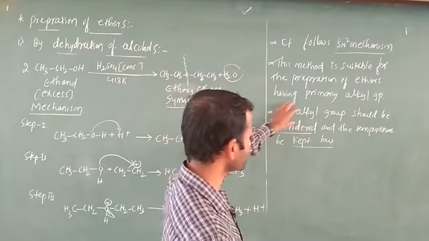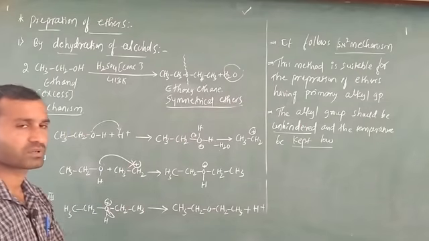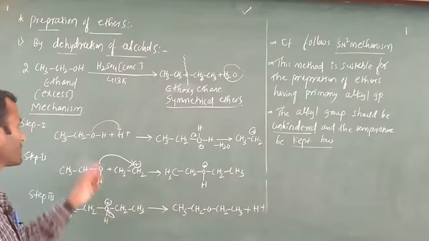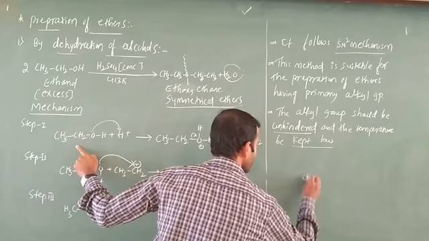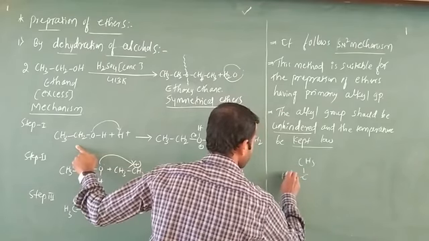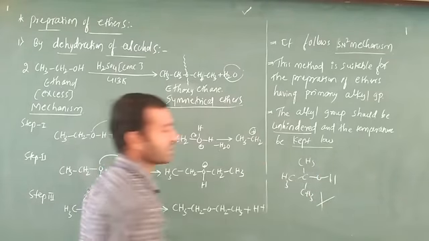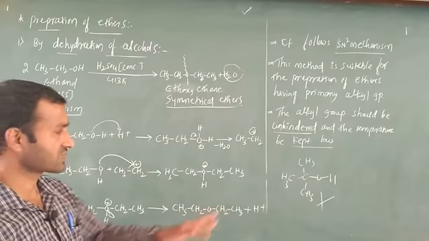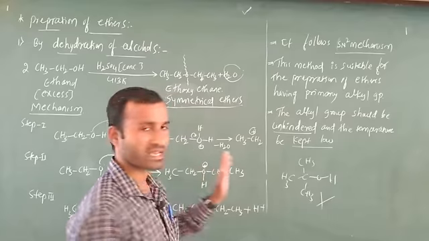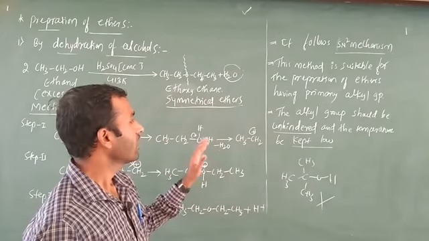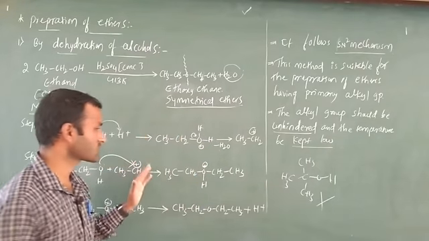Okay. The next one is the alkyl group should be unhindered and the temperature be kept low. Unhindered means this alkyl group does not contain any other alkyl groups like this. Here CH3 is there, here CH3 is there, here CH3 is there, here OH. Such kind of reactions are not possible. Such reactions are possible only in SN1 mechanism, but this follows SN2 mechanism. That is why, bear in mind, just go through these points. Not that much important.